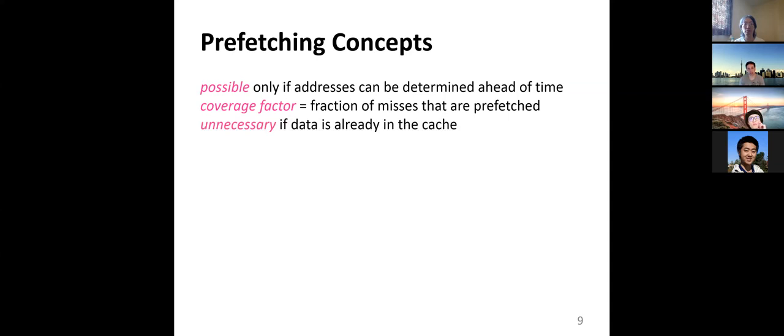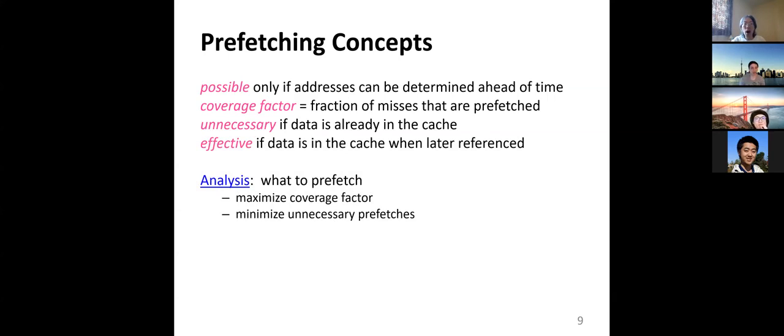Then there is the notion of unnecessary prefetches, if data is already in the cache. Well, I may fetch something that's already in the cache. What does that mean? I just wasted bandwidth. That's not useful, and that can happen as well. I might also bring something that was not there and is never used until it's evicted. That's a waste too. So an effective prefetch is one where the data is in the cache at a later reference, which essentially tries to avoid waste. Then there is analysis on what to prefetch, which tries to maximize the coverage factor. So we try to cover as many misses as possible while minimizing the unnecessary prefetches.